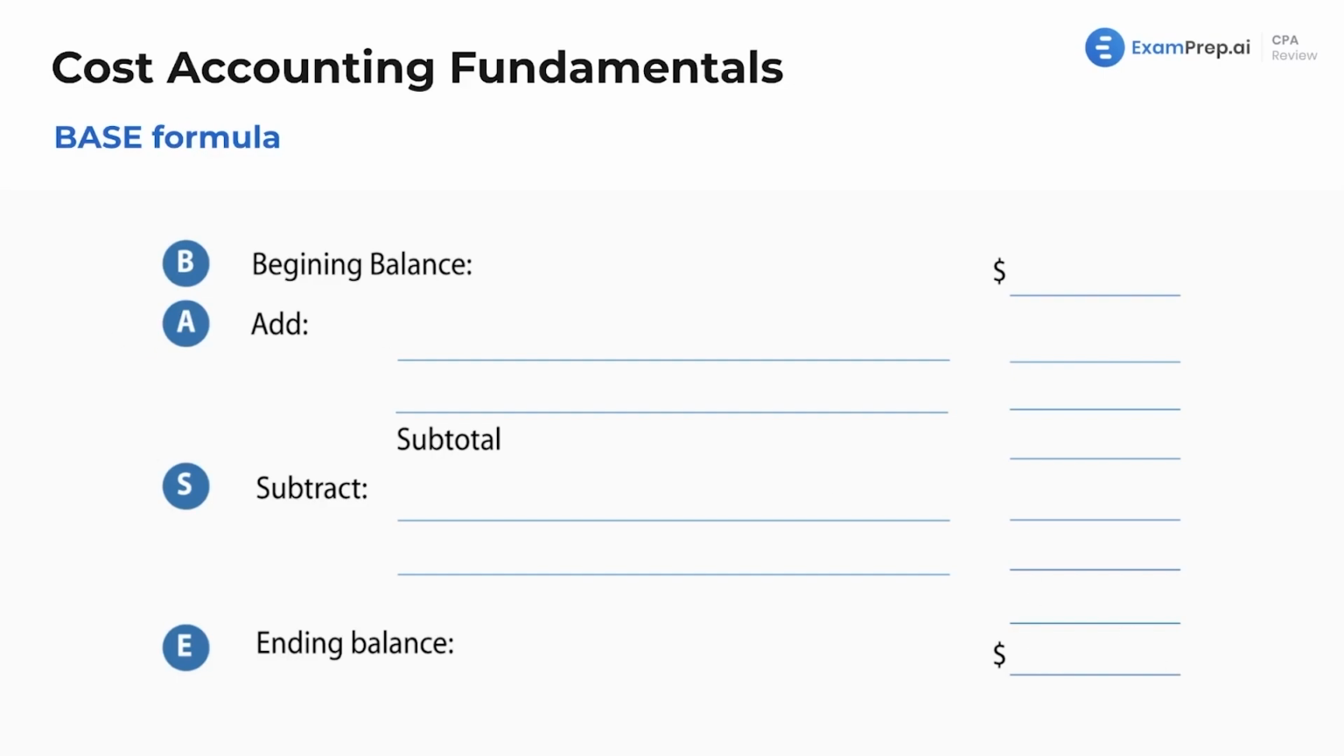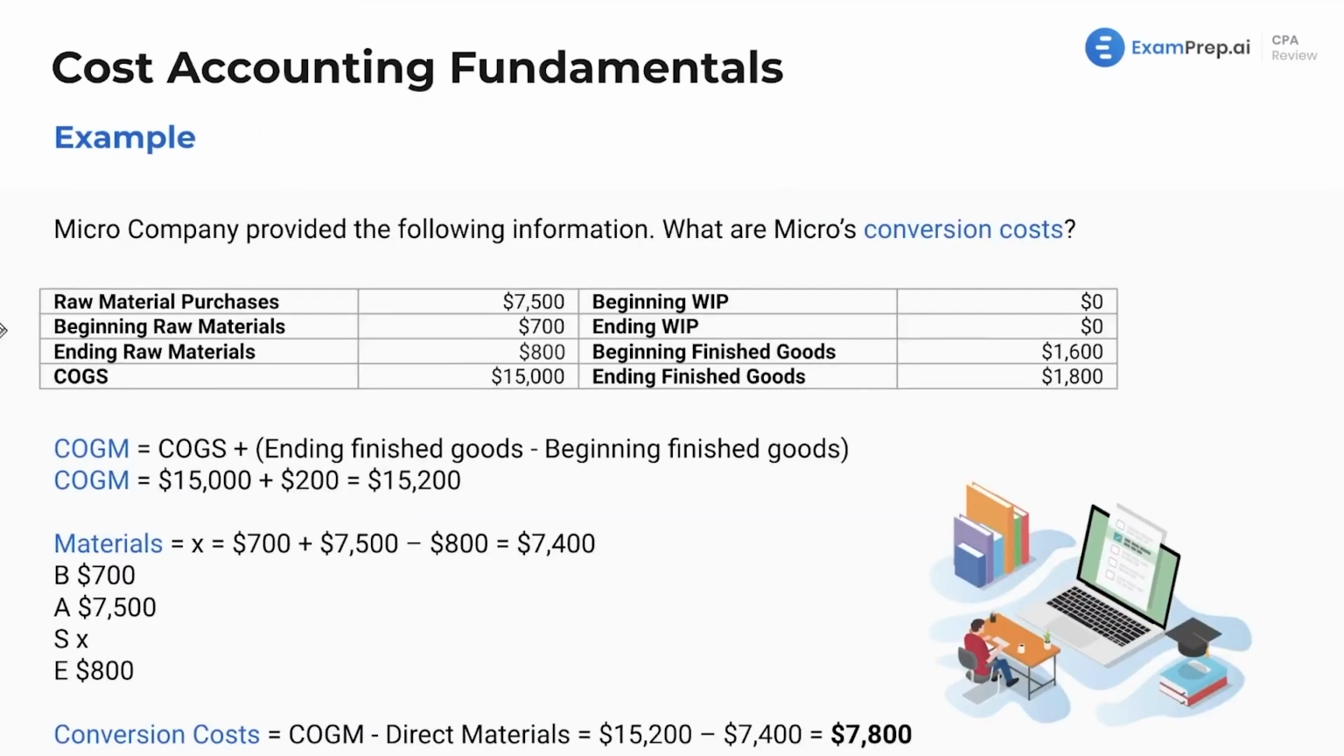Cool. Awesome. Let's run through an example here. We've got micro company, and micro company is going to allow us to use the base formula. In this question, we are going to be using different formulas with the cost of goods sold, cost of goods manufactured, right? All of what we've seen so far, we're going to put it to use.